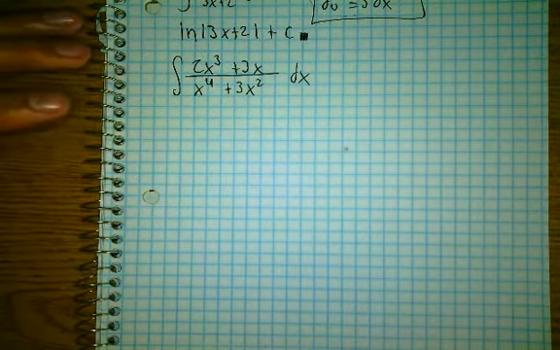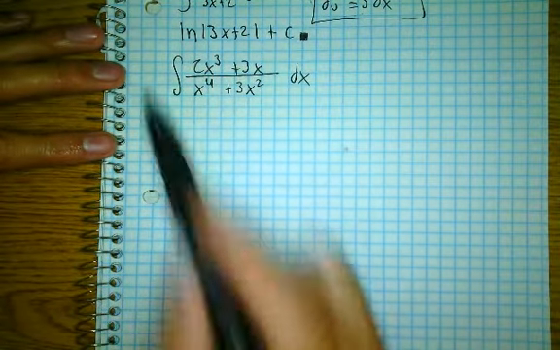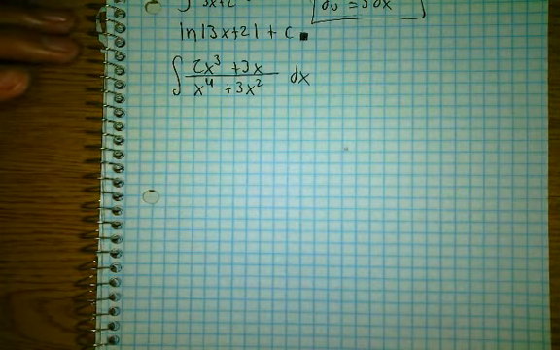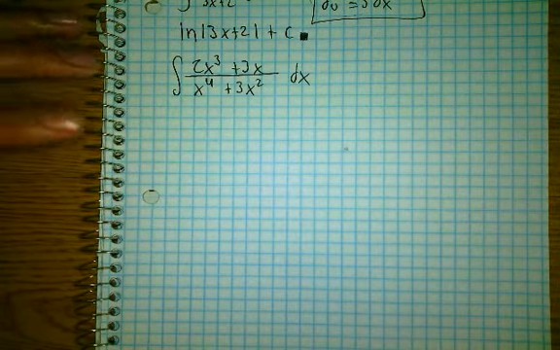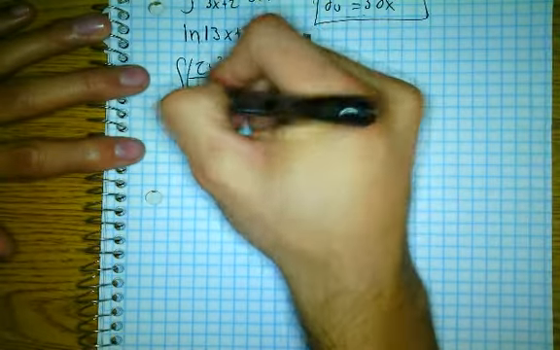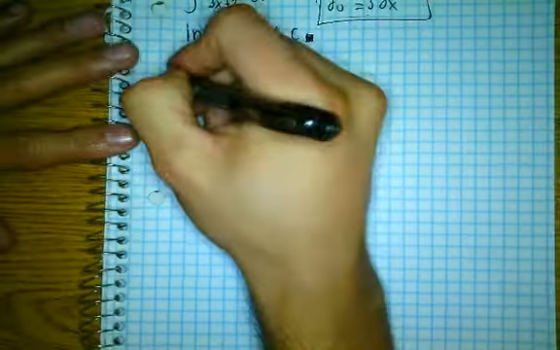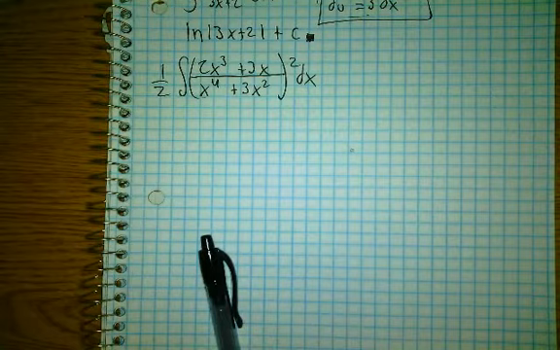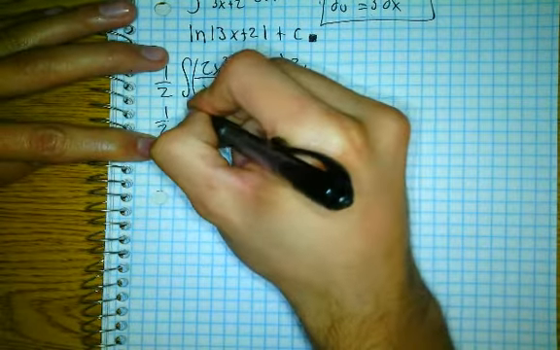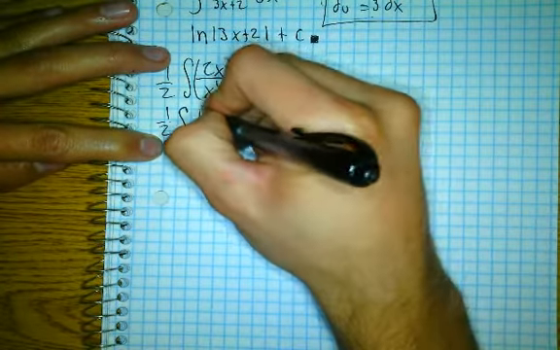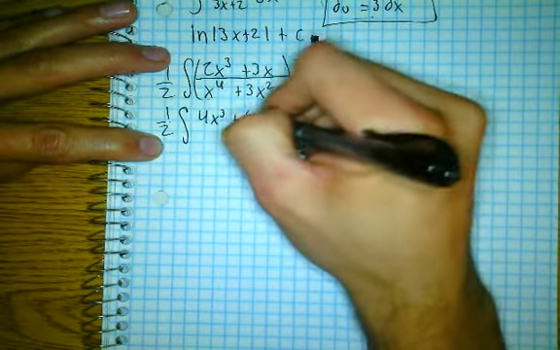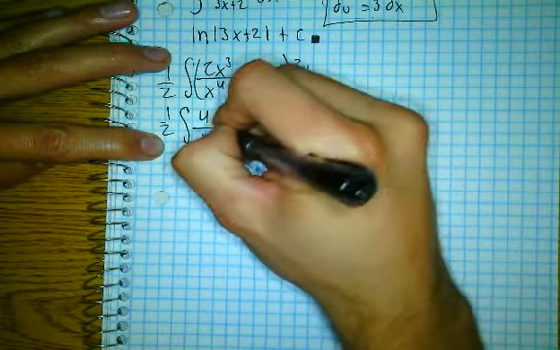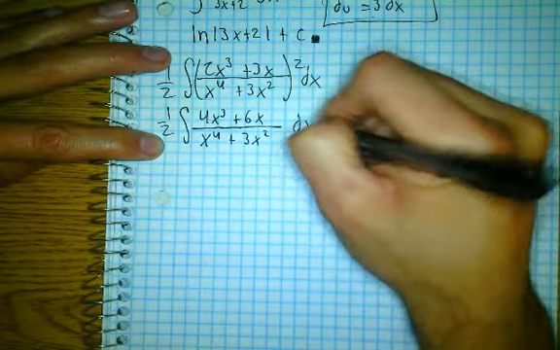If I could just multiply by 2, that would be great, but if I just multiply by 2, that totally changes things. What if I multiply by 2 and then throw a 1/2 on the outside? 2 times a half is 1, so have I changed anything? No. Now I have a 1/2 on the outside, and the integral, if I multiply in the 2, is 4x to the third plus 6x over x to the fourth power plus 3x squared dx.